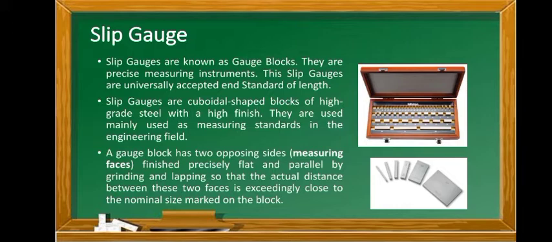Slip gauges are cuboidal-shaped blocks of high-grade steel with a high finish. They are mainly used as measuring standards in the engineering field. A gauge block has two opposing sides, and these are called measuring faces, finished precisely flat and parallel by grinding and lapping, so that the actual distance between these two faces is exceedingly close to the nominal size marked on the block.